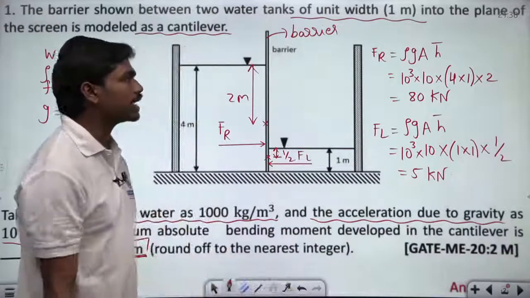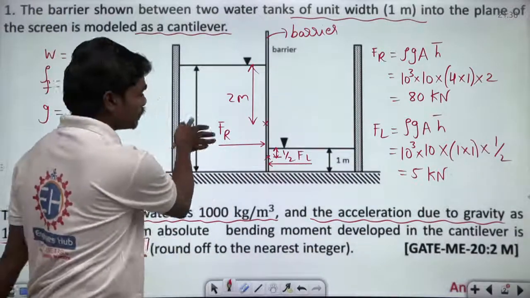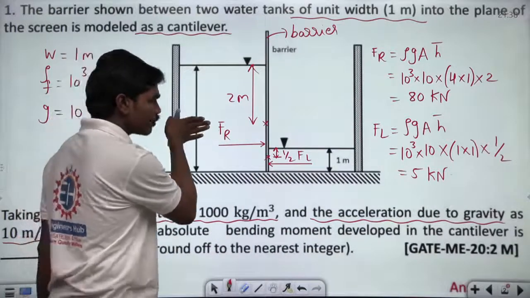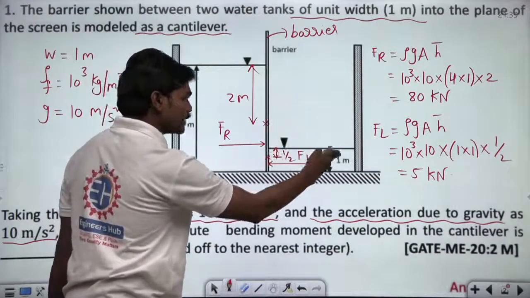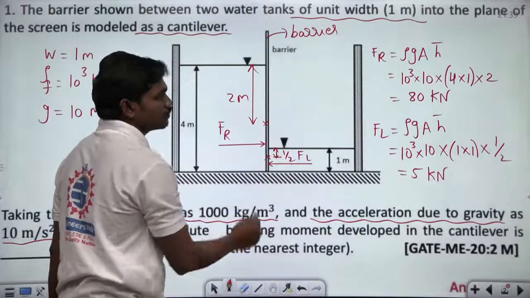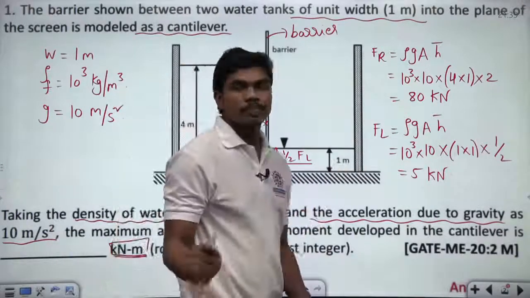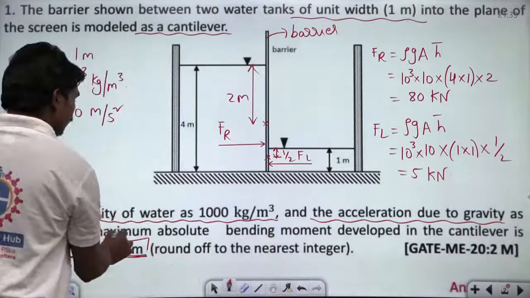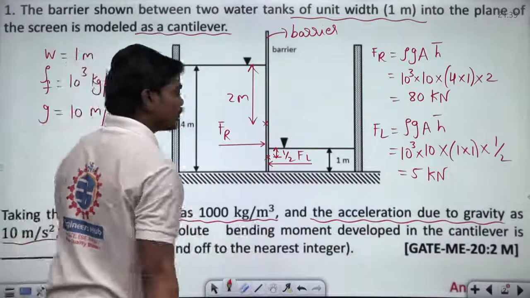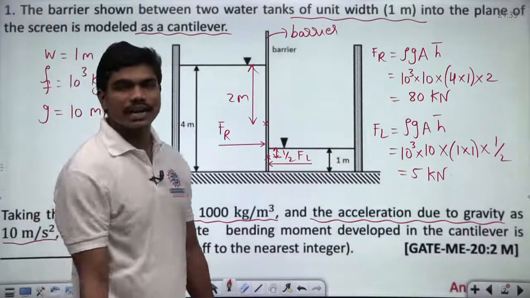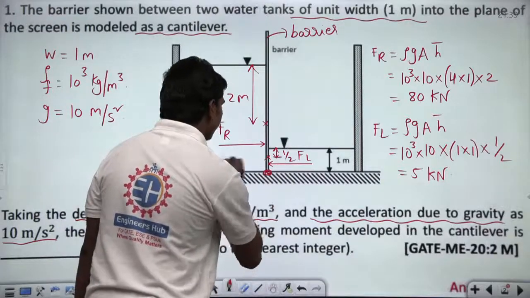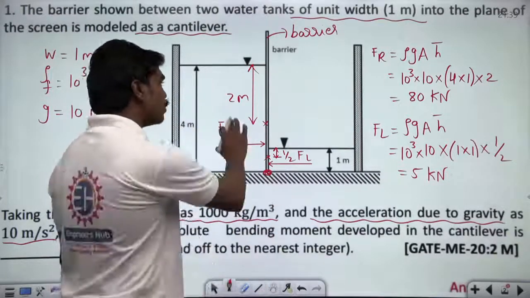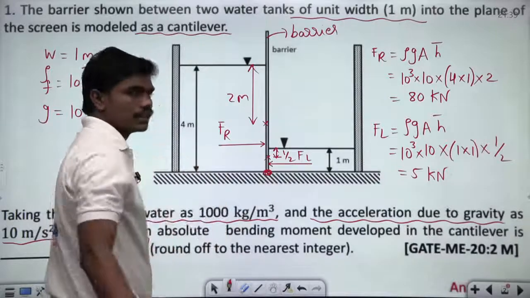Now see this cantilever carefully. We know the fluid pressure force on the left side, pointing towards the right, is 80 kilonewtons, and similarly the fluid pressure force from the right side fluid on this barrier is 5 kilonewtons, correct? Now they are asking you for the maximum absolute bending moment developed in the cantilever. And you know, in cantilevers subjected to point loads, the maximum bending moment will be located at this point. So if you take the moments of these forces at this point, that's it, you will get the answer.